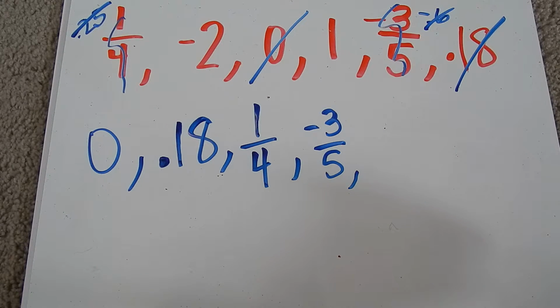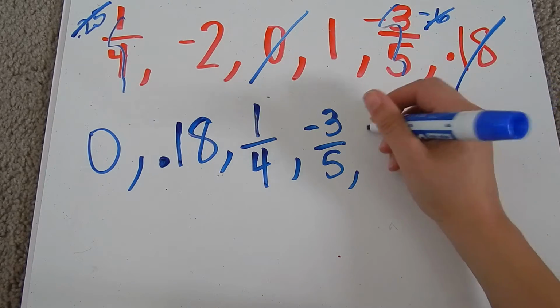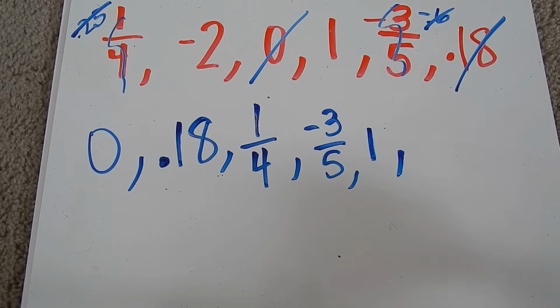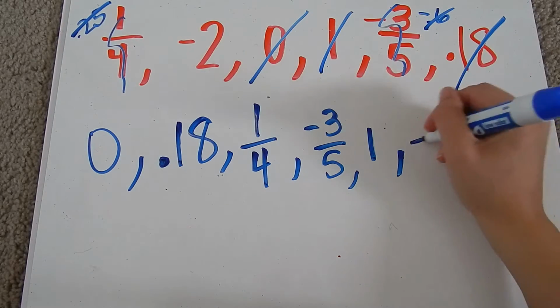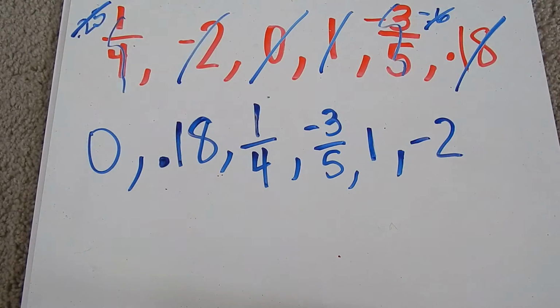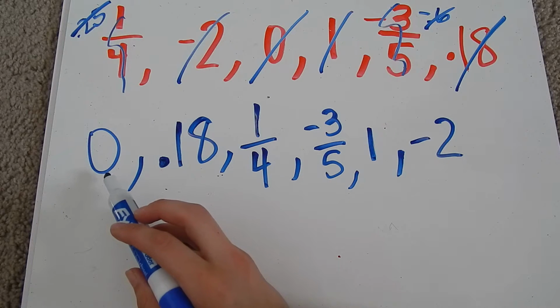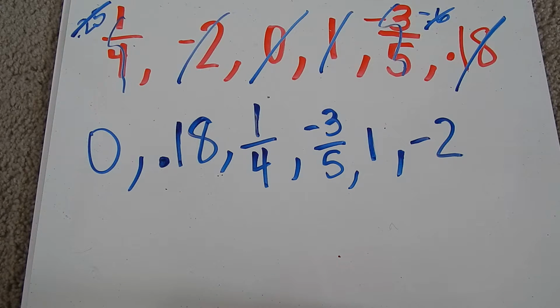Again, I'm ignoring negative signs. That is very important. Now I have 1 and 2. 1 is obviously less than 2, so I put 1, and then my last number there would be negative 2. So I'm going from smallest number to biggest number, and I'm ignoring the negative signs. So that would be my order.